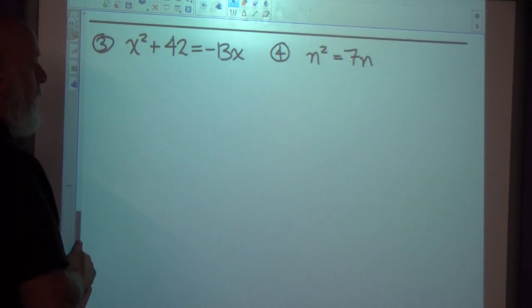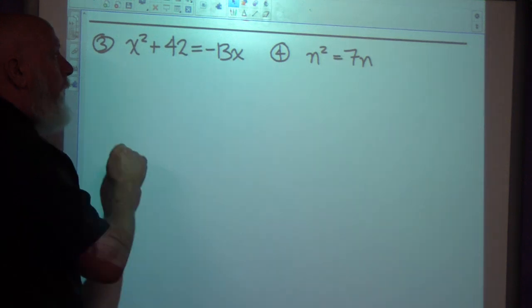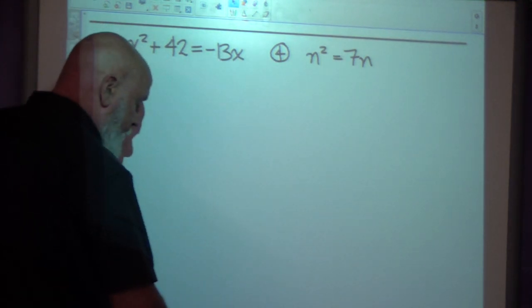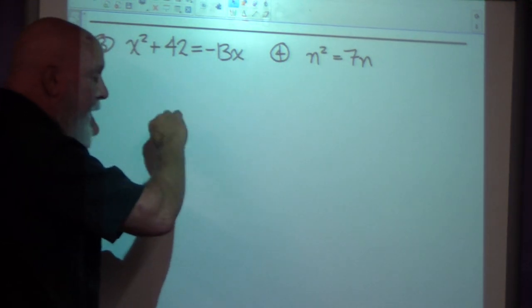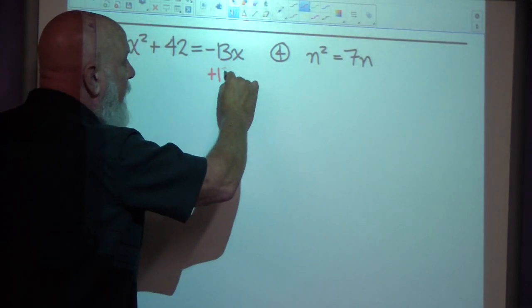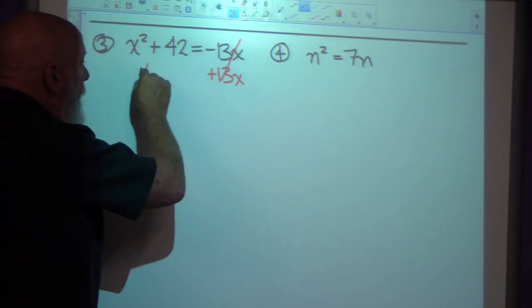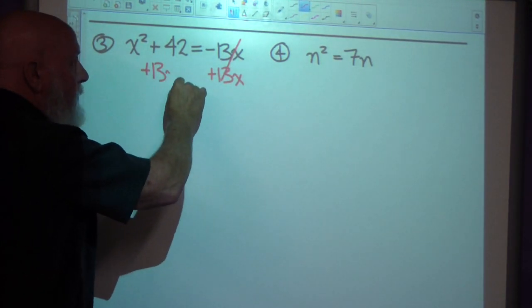Let's take a look at a couple more. I want to leave my x positive, so I'm going to add 13x to both sides. I want to turn one of these sides into 0. I'll turn this one into 0 by just adding 13x. As soon as I do that, this is 0. I have to add 13x to this side just to stay in balance.